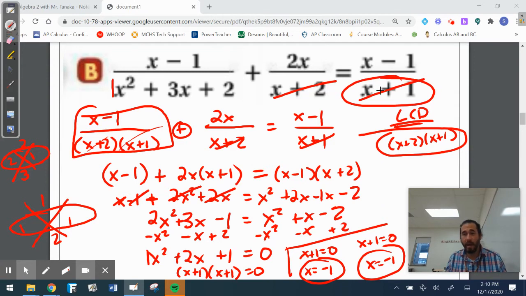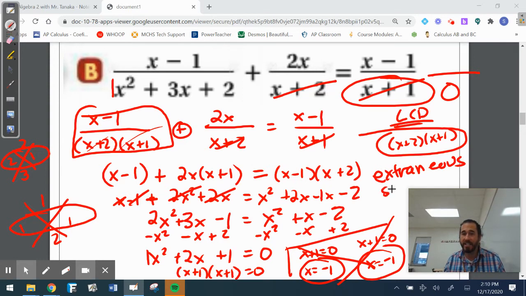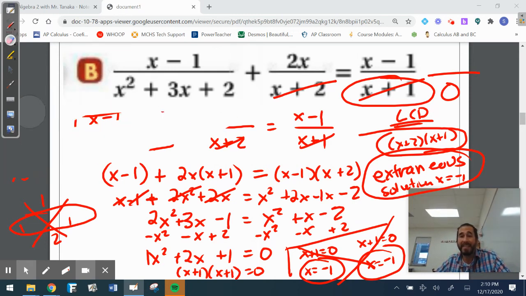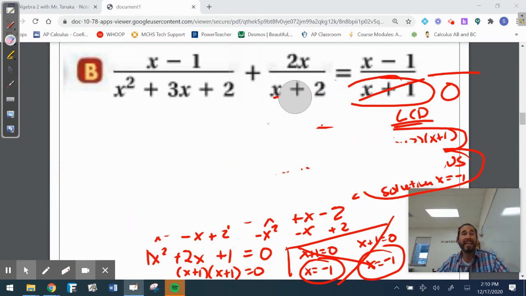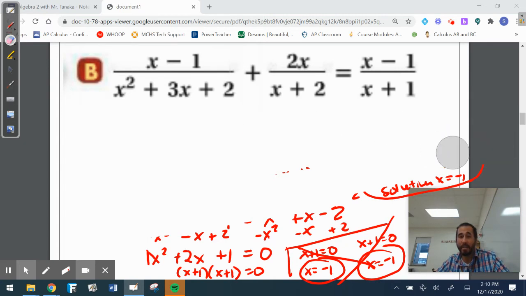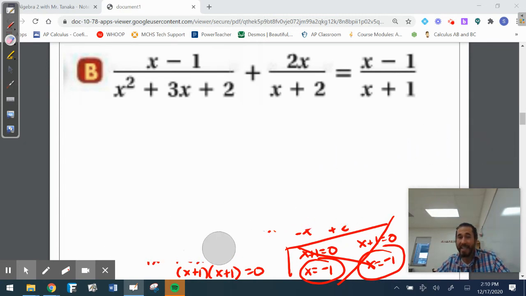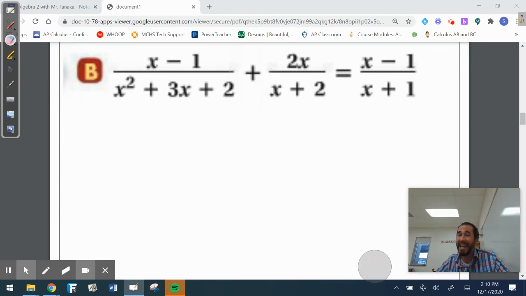Because if you put a negative 1 back in here, you're going to get a 0 in the bottom, and you can't do that. So this is what we call an extraneous solution, and you need to know what it means. An extraneous solution is x equals negative 1. That means there's actually no solutions for this problem. There's nothing that would make the left side equal to the right side. Negative 1 actually would, but it's extraneous because it would give me a 0 on the bottom. And remember, we cannot have a restriction as an answer.